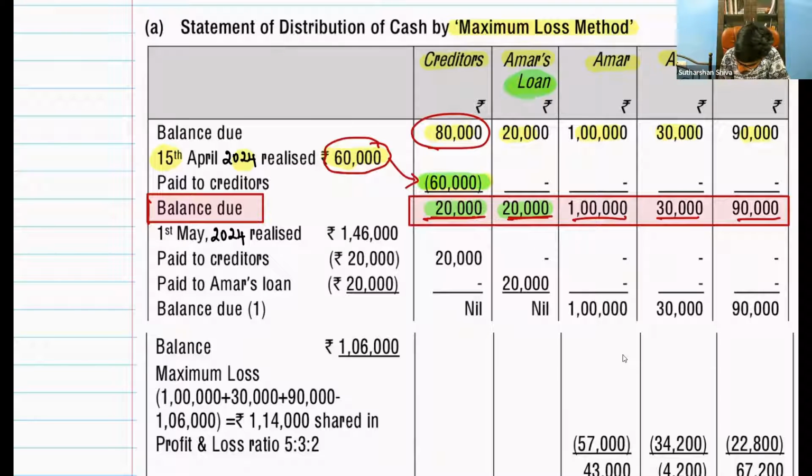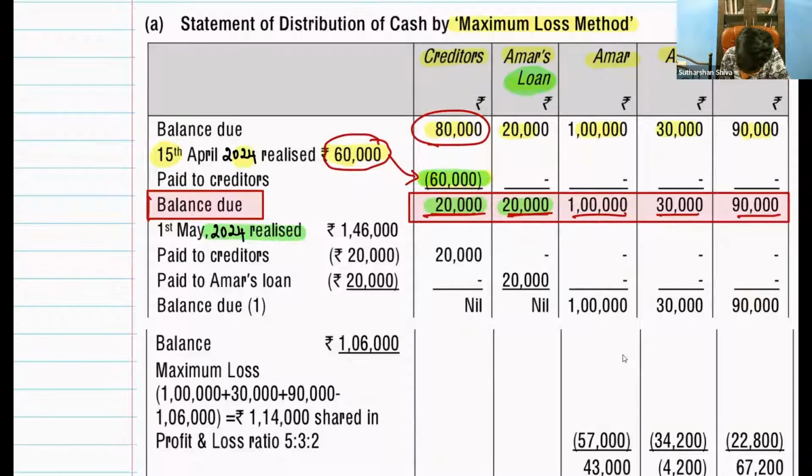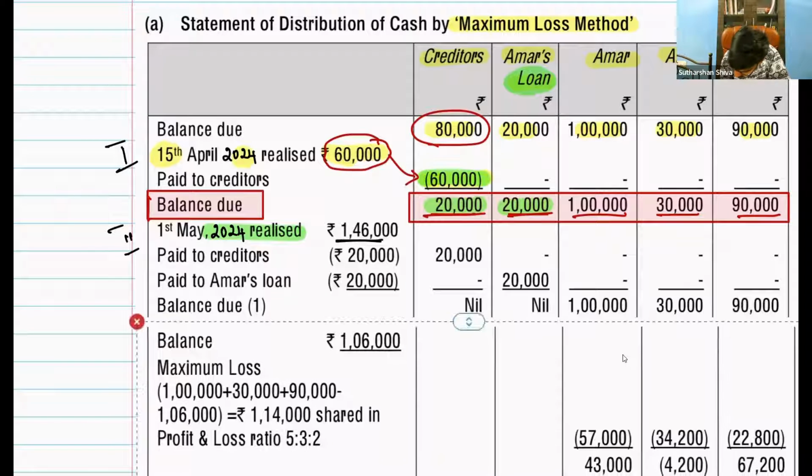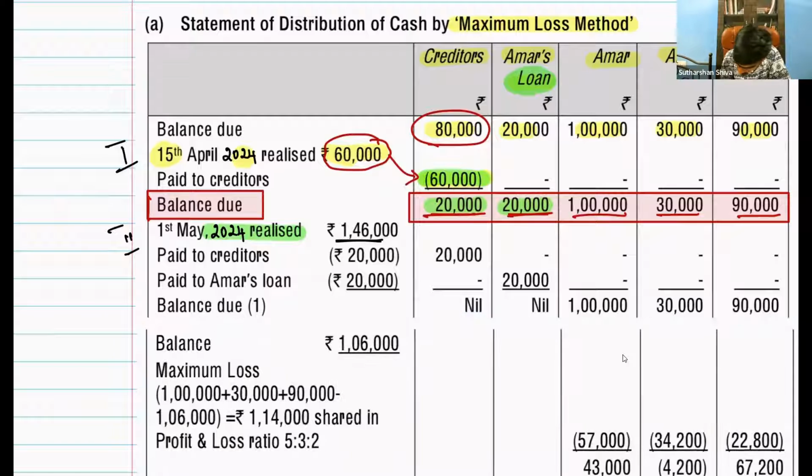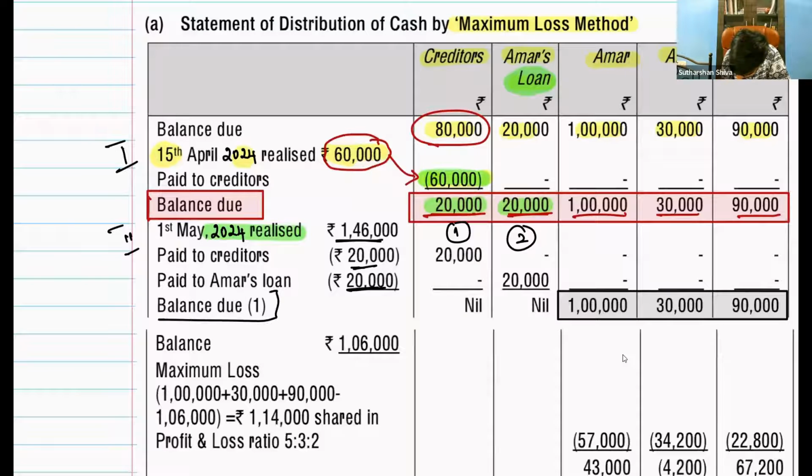Okay, fine. Next, come to that part. Second time I am realizing. This is your first time you realized. This is your second time, you are getting an amount of 1,46,000. From that 1,46,000, the first preference will pay the creditors 20,000. Second preference will go for the Ammar's loan account 20,000. So the total value 20,000 paid. I have only left with the capital value. That is a balance due.